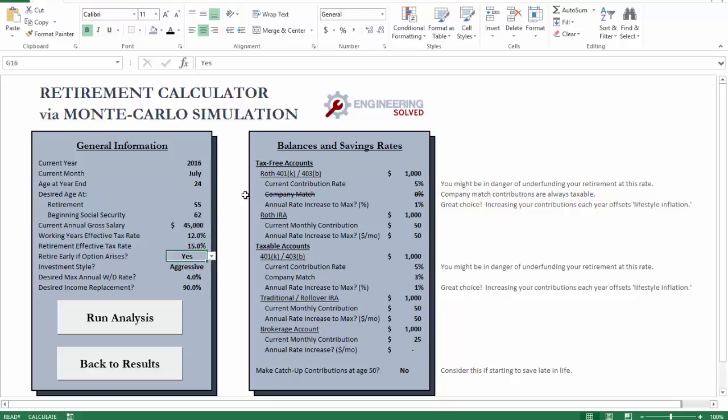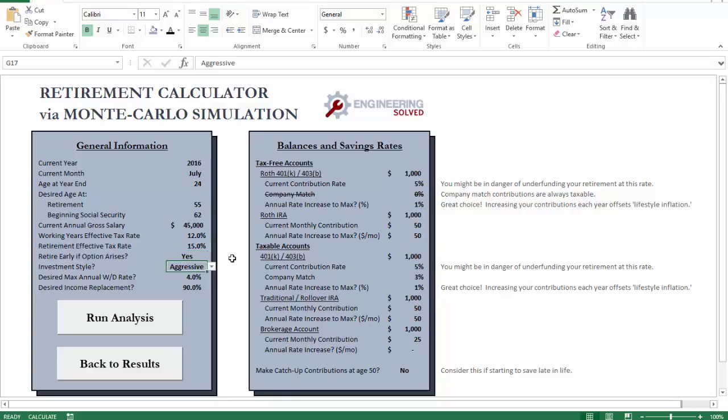Retire early if the option arises? Well, of course. If I save a lot or if the markets do very well, of course I want to retire early. Why would I keep working if I didn't have to? So let's leave that at yes.